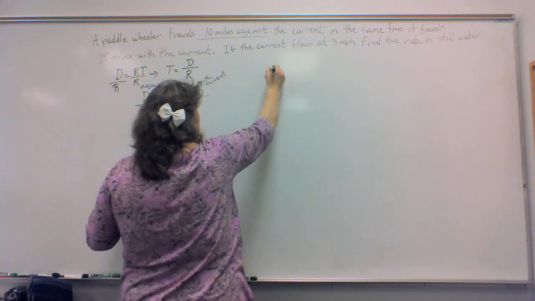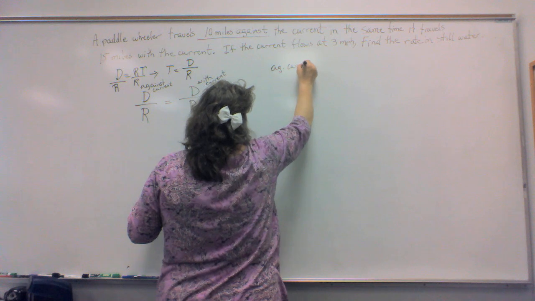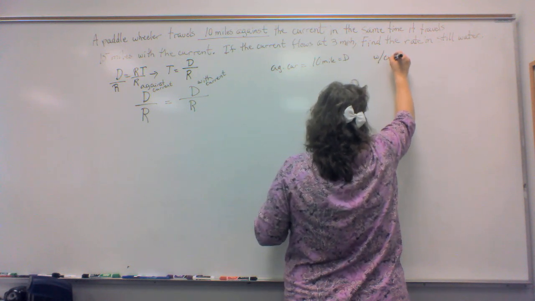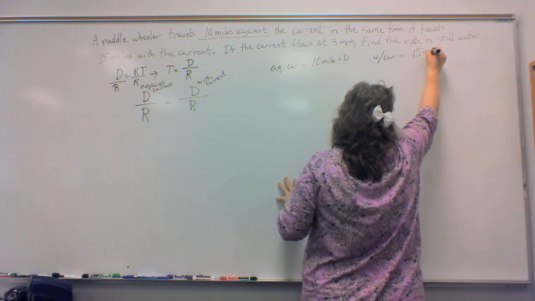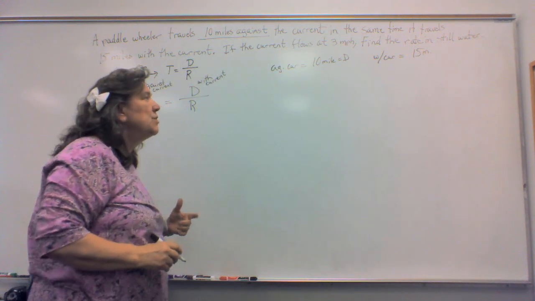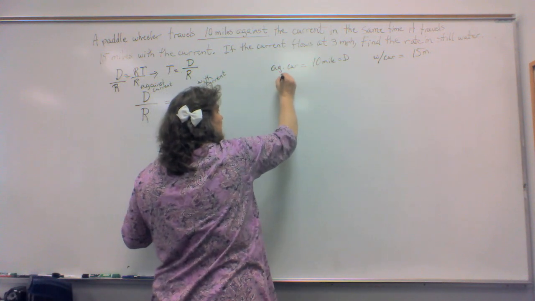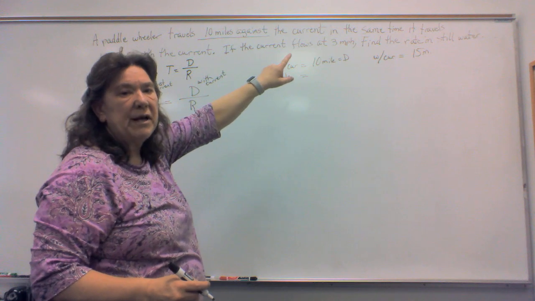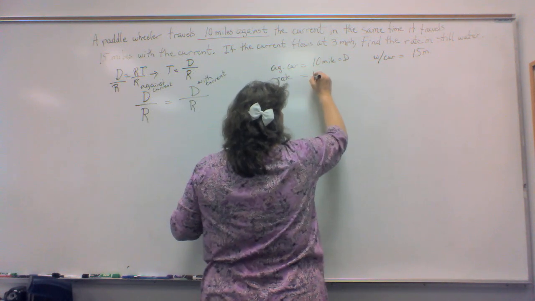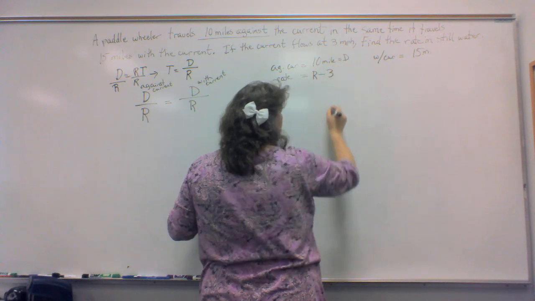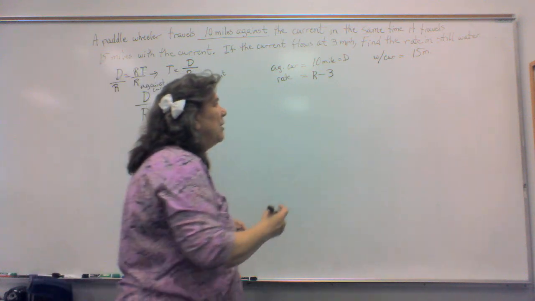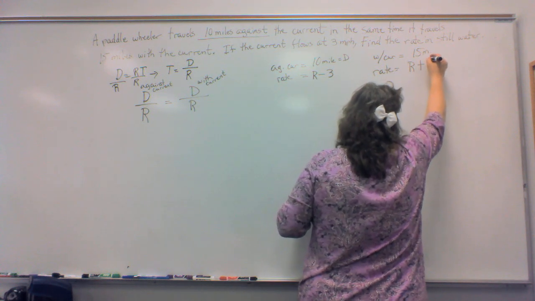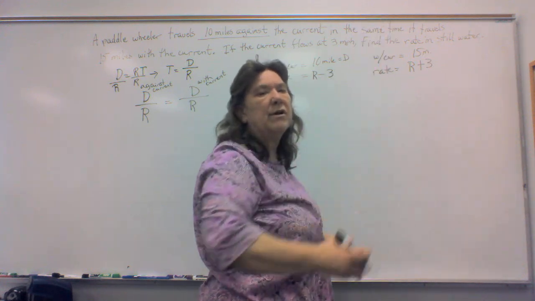10 miles against the current. So against current, we already know its distance is 10 miles. With current, we know its distance is 15 miles. Now, we need to know what our rate is against the current. The rate when it's against the current is what? Well, it says that the current flows at 3 miles per hour. So, against the current is the rate in still water minus 3 miles per hour. Why? Because it's pushing you backwards all the time. With the current, my rate is going to be my rate in still water plus 3 miles per hour, because it's now pushing you along so you go faster.